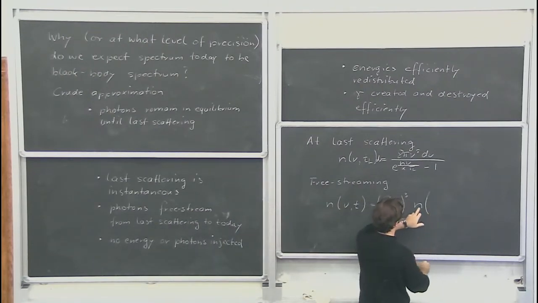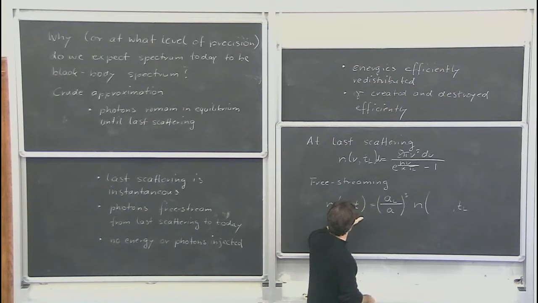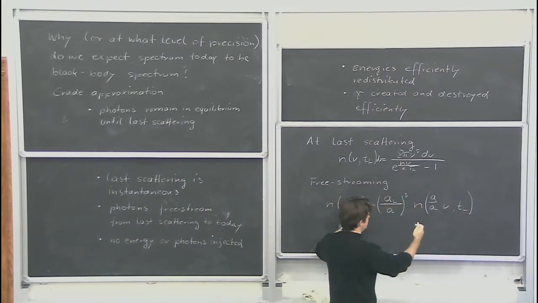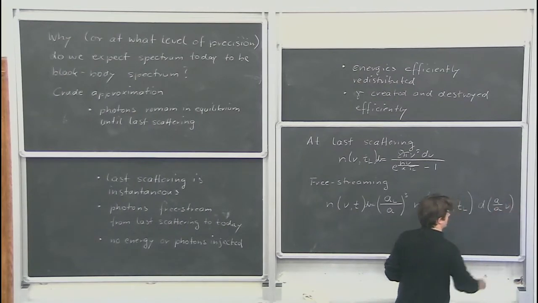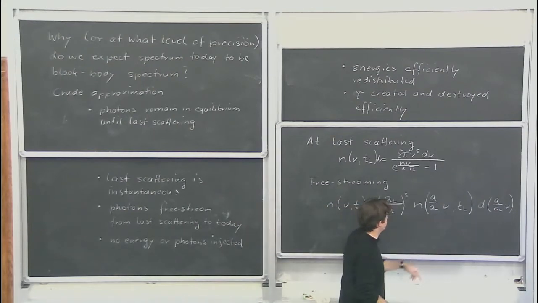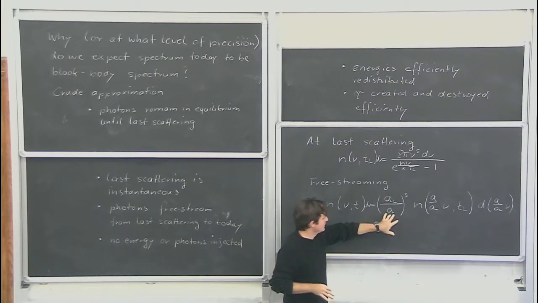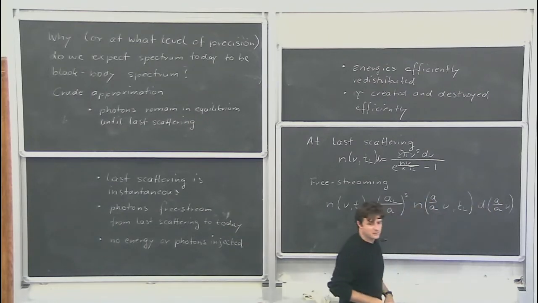So we know that it has to be the spectrum at the time of last scattering, but at a frequency that was higher by this ratio of scale factors. So there's an a over a last scattering times nu, and then also the frequency interval. So this is d nu, which I keep forgetting. And then there's a d of a over a last scattering of nu. So this is what the spectrum at a later time is, if at last scattering it's given by this and the photons just free stream. So there's this factor from just the expansion of the universe that dilutes the number density of photons. And then there's this factor because the energies of the photons redshift.